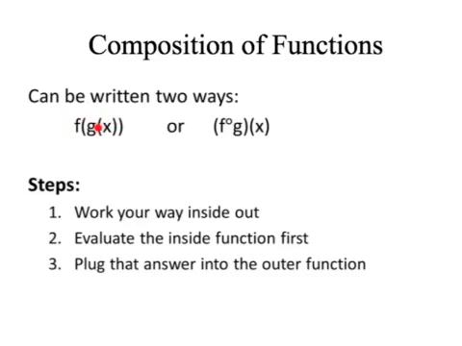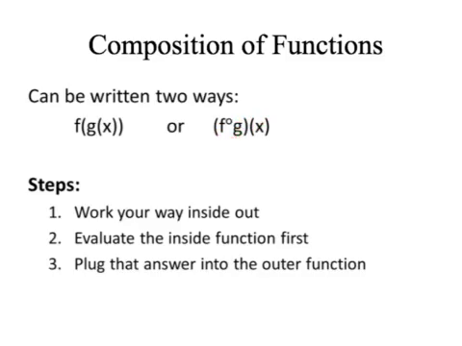So you work your way inside out. You do what's inside the parentheses first, and then do what's on the outside of the parentheses. And it's the same thing if it's written like this. The open circle means composition of function, and you still work your way inside out. So with this one, you would start with your g first, since it's closer to the x, and then you work your way out to do the f.